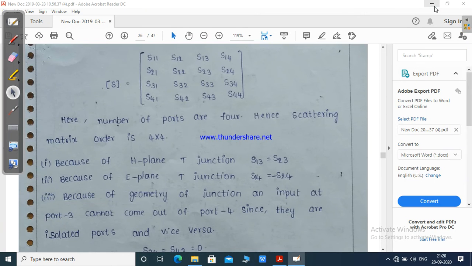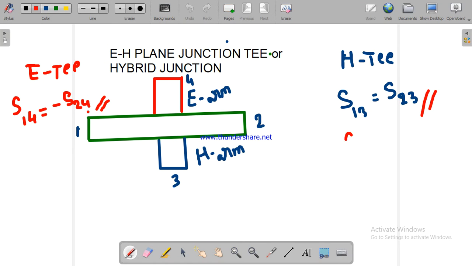So for this purpose you have to write it, and we have to write another thing here: S33 is equal to 0, and as well as S34 is also equal to 0. We know that if you feed any input at port 3, port 4 is 0. Similarly here also, S44 is equal to 0.